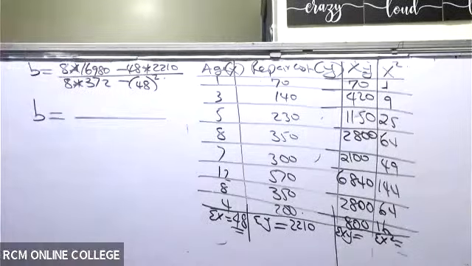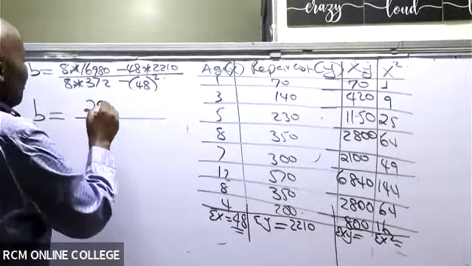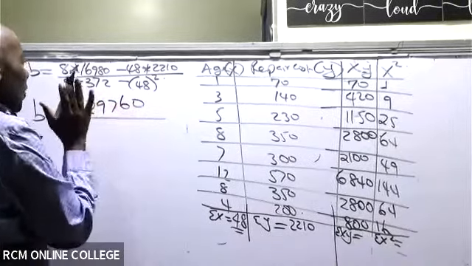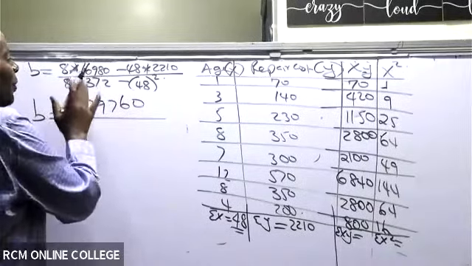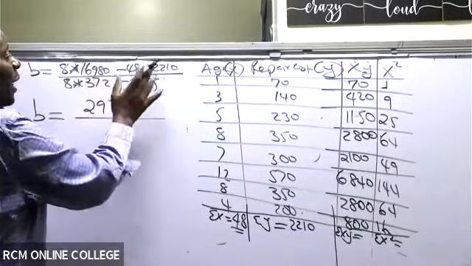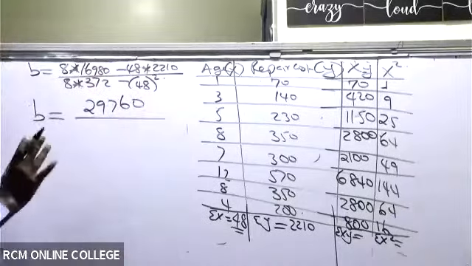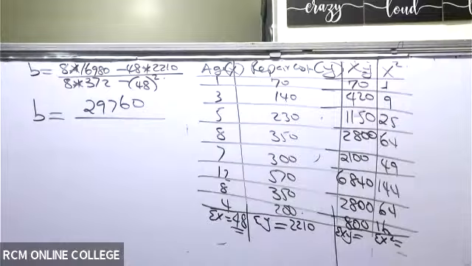So according to RISPA, the numerator is 29,760, divided by, how about the denominator? We will take 8 times 372 minus 48 squared. Now you give me the denominator.